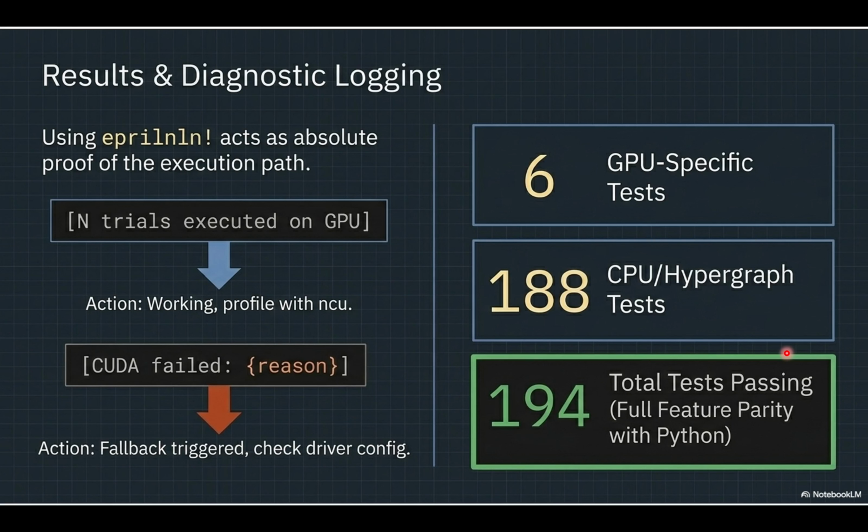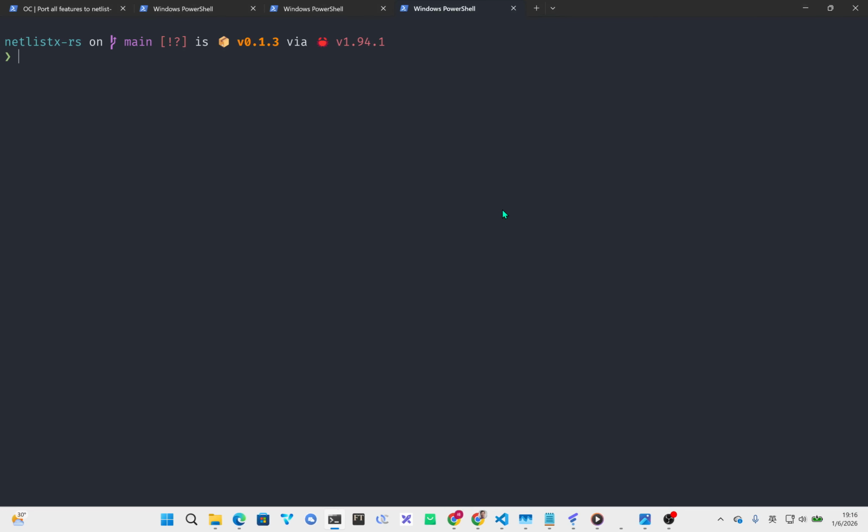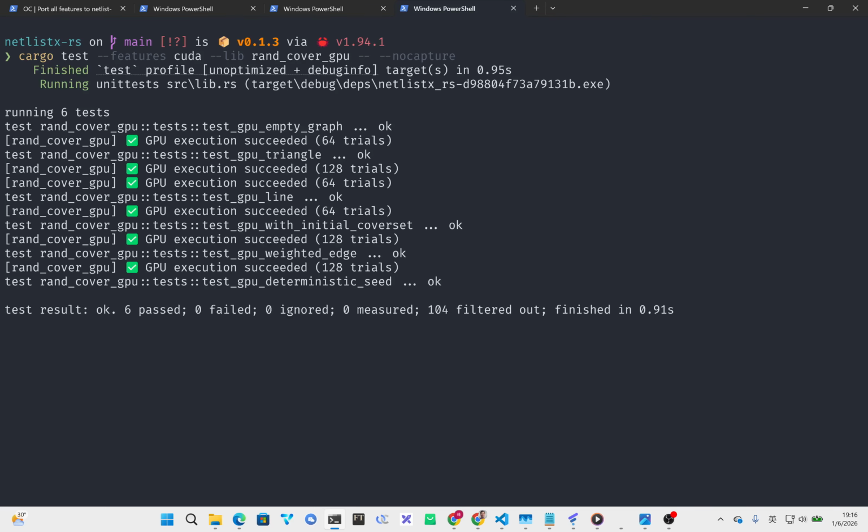The notes confirm that the Rust port achieved 100% feature parity with the Python original. But unlike the prototype, this architecture is verified by 194 automated tests. Wow, 194. Yeah, and 6 of those are explicitly designed to test the PTX kernel execution right on the hardware. And with the diagnostic logging they implemented, you can monitor the terminal and see definitive, auditable proof that the workload routed to the GPU path successfully. They hit the exact goal they set out for. Rust plus CUDA equals zero-cost GPU acceleration with compile time safety.